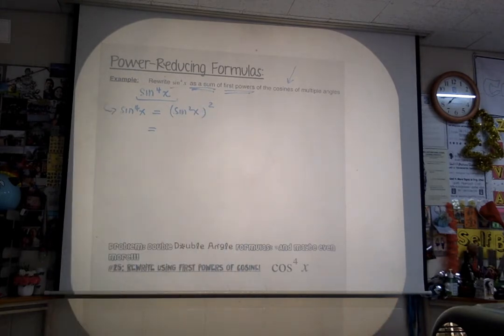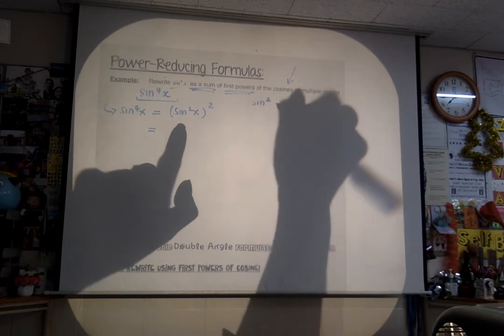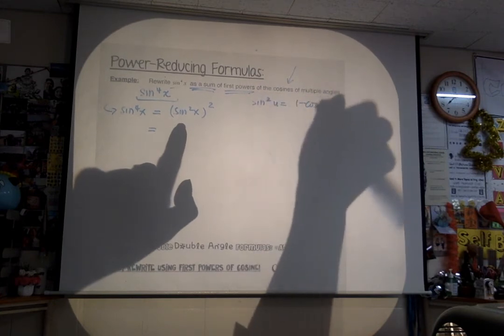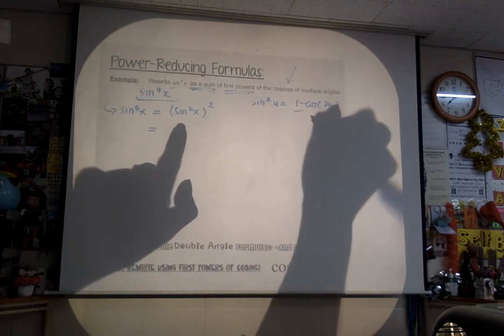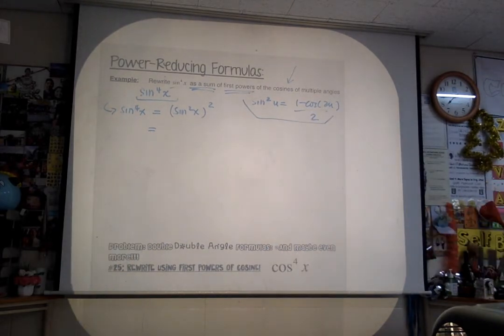Take a look at your formula sheet. Think about which formula you're going to use, right? You're looking at it, which one am I going to use? You see that sine squared u is equal to 1 minus cosine 2u all over 2. Now, this one I want you to work with someone, because you may have trouble understanding the algebraic portion of it. So I do want you to understand the algebra, okay?